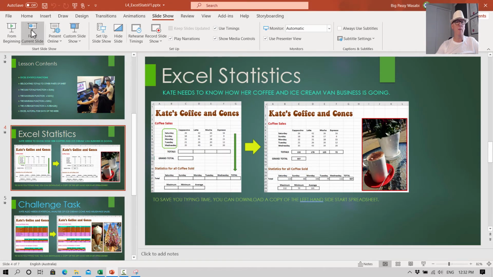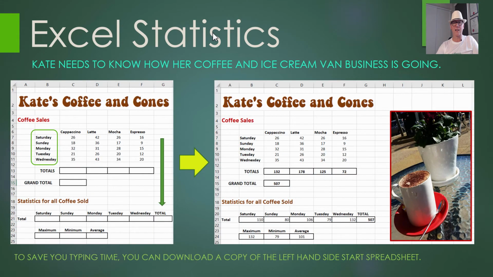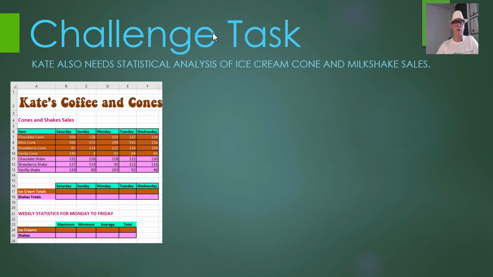And that is pretty much the lesson. So that was it, doing Kate's coffee and cones of coffee side of things. Now the challenge task for you is to work out the ice cream and milkshakes, okay?